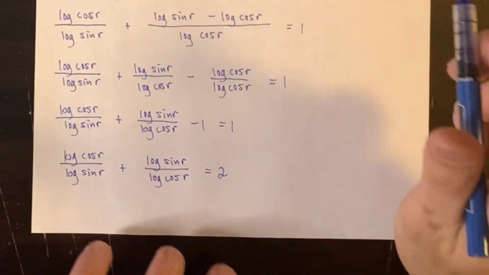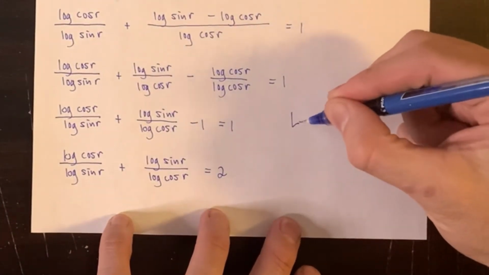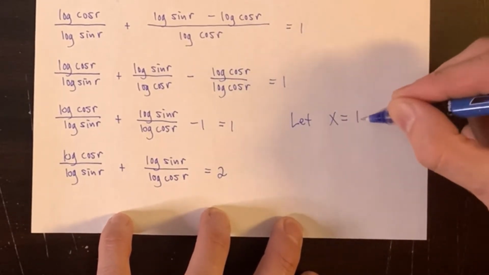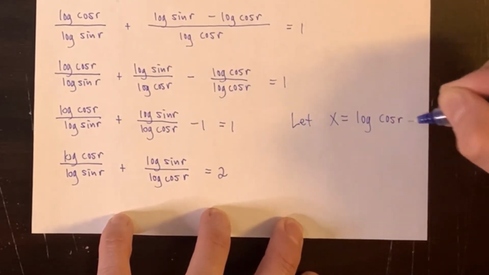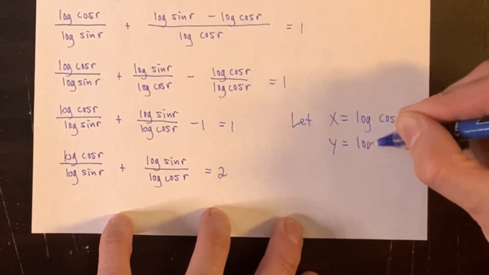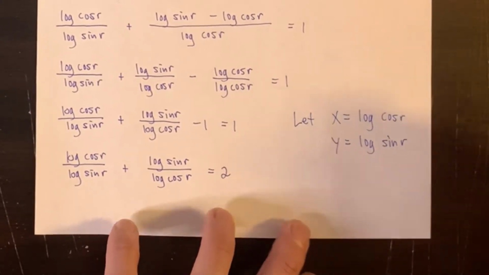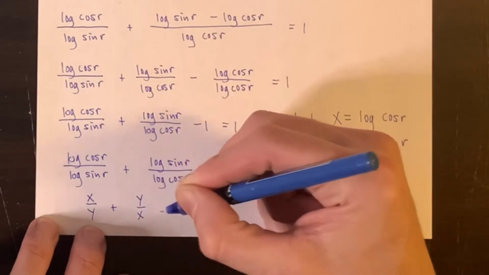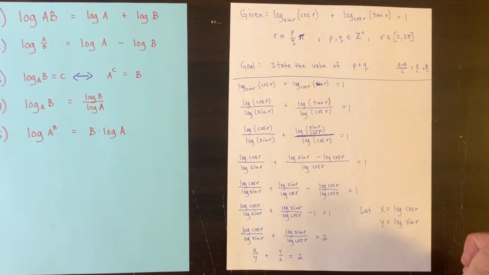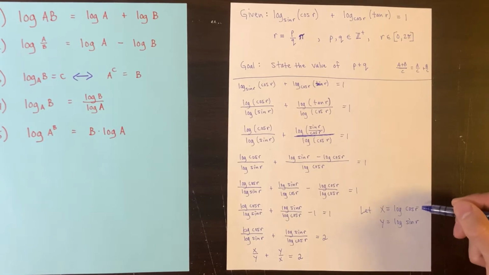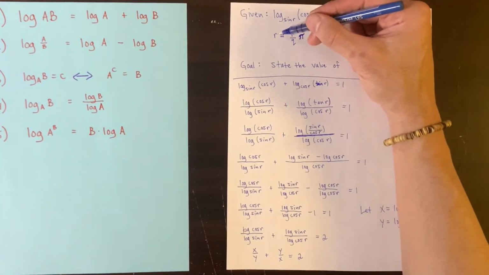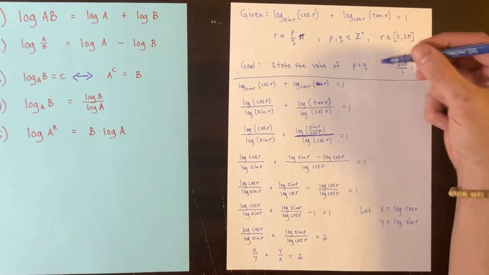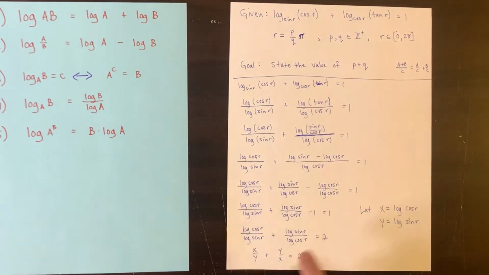And now I would actually like to use a couple of substitutions. Why don't we let x equal log cosine r and let y equal log sine r, so we can rewrite this equation with x's and y's instead. So now my temporary goal is to find the value of x and y. Once I know x and y, I can go here to discover r. And once I know r, I can go back here to see something about p and q, because that is the overall agenda.